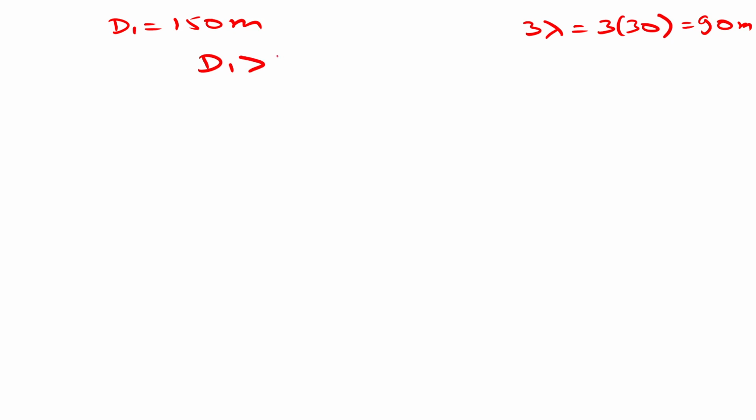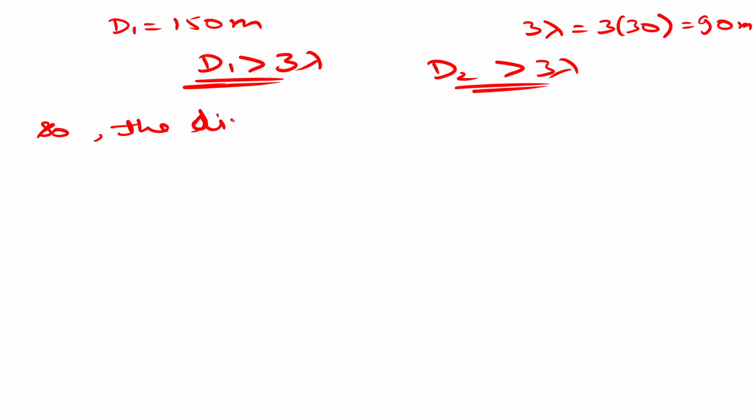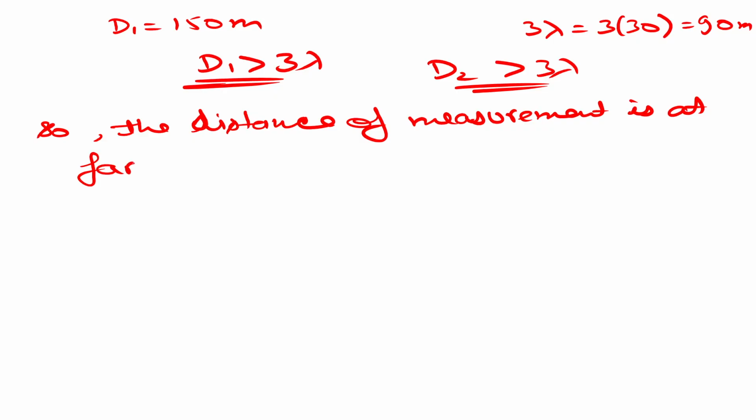So here, our d1 is 150 meters, and 3 lambda, since our lambda is 30 meters, is 3 times 30, which is 90 meters. So we can see d1 is greater than 3 lambda, and definitely d2 is also greater than 3 lambda. So both these points are in the far field. So the distance of measurement is at far field.